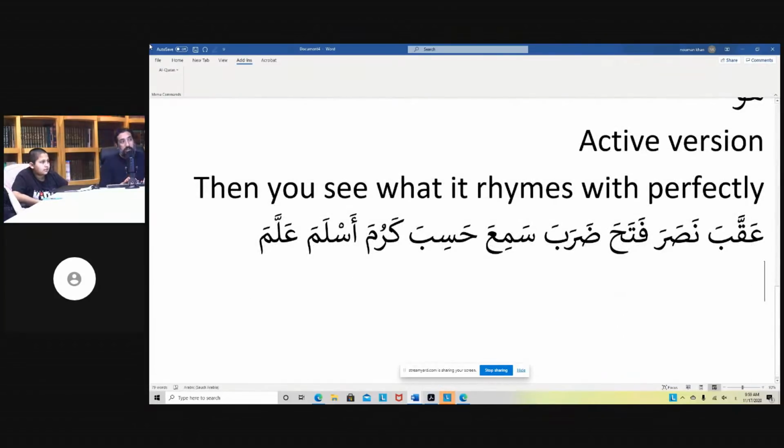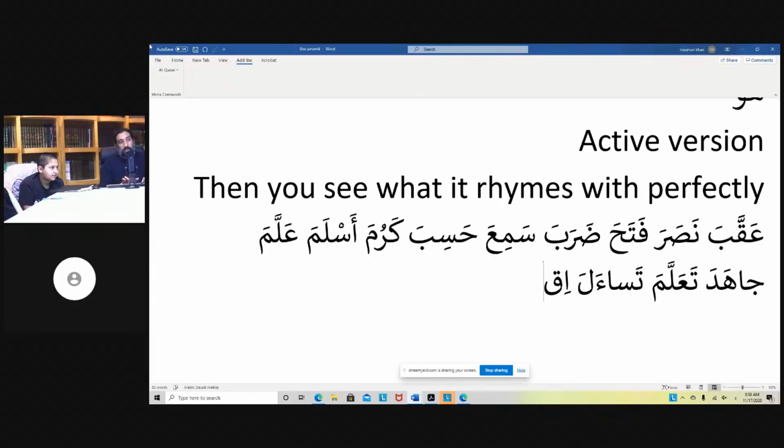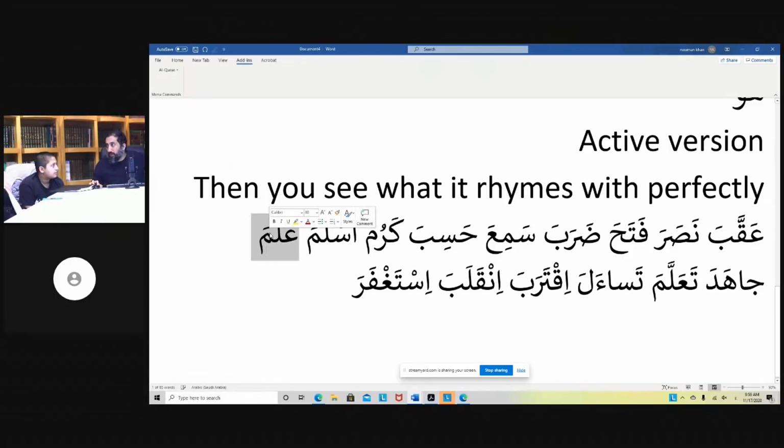Yeah, but I'm making it painfully obvious so that when you get to harder questions, you know what to do. Allama, jahada, تعلم, تساءل, اقترب, انقلب, استغفر. Those are my families. What does aqaba sound like? Does it sound like good? You're getting faster at that now.